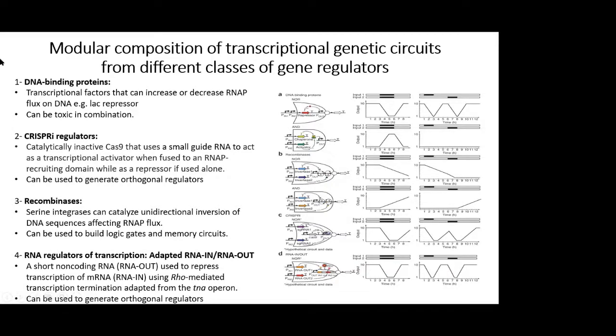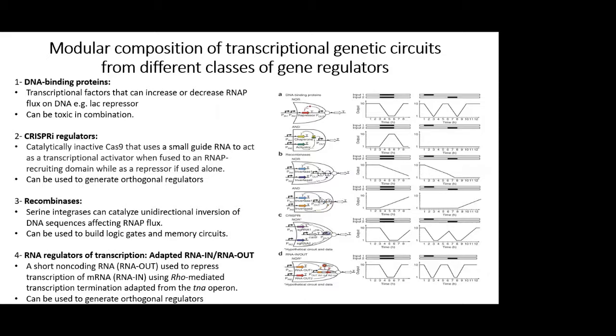So how to compose genetic circuits? We have different classes of genetic regulators that we can compose genetic circuits from. For example, we could control the transcription using, as we know, transcription factors, DNA binding proteins, which can be toxic, by the way, if used in combination. And also there are challenges regarding the use of transcription factors in genetic circuits.